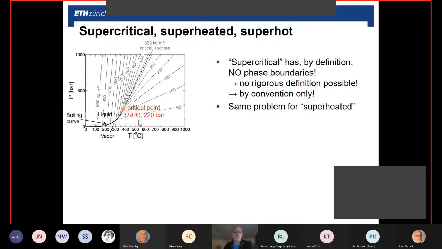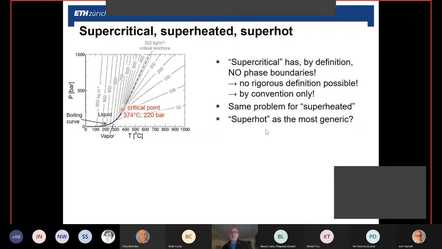The same problem applies to superheated. You would call a steam superheated if it is to the right of the boiling curve. But let's look at the 100 kilograms per cubic meter isocore here. If you followed that, you would end up at pressures higher than critical, but the properties of that fluid wouldn't have changed a lot. So there is no particular reason why it should be called superheated down here and then supercritical up here. Again, keep in mind, there is no unique definition that has a rigorous physical basis.